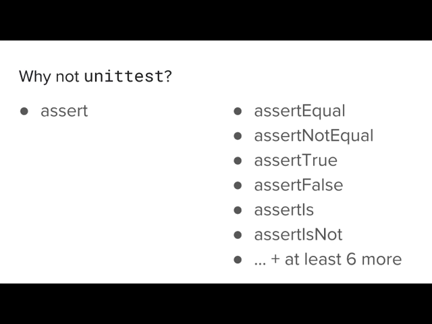Unittest is not as magical, so the API is a lot more explicit. You have to explicitly tell it, I want to assert that this is true. I want to assert that this is greater than this, and so on and so forth. So the magic in PyTest lends itself to a very clean API when you're writing your tests.